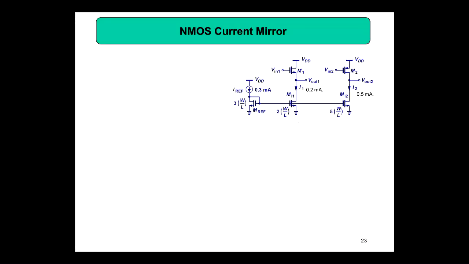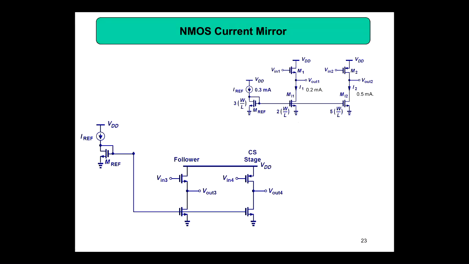So NMOS current mirror. This is what we have done. We have got a current mirror, and we have used it for biasing one common source amplifier and a source follower. This is a source follower, this is a common source amplifier, and this is the NMOS current mirror. Then we can draw it in a general way, because this has some numbers. Here you got a 0.3 milliamps golden current, and the requirement is 0.2 milliamps and 0.5 milliamps: 0.2 milliamps for the source follower and 0.5 milliamps for the common source stage. But we can draw it in a general way.